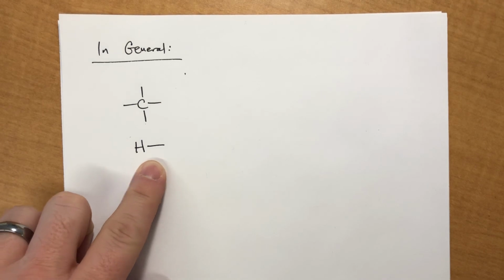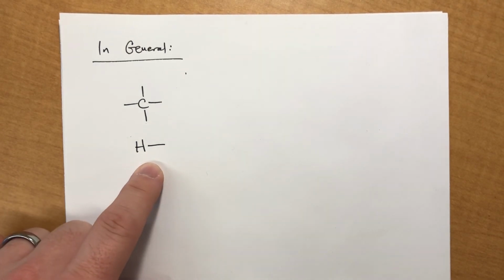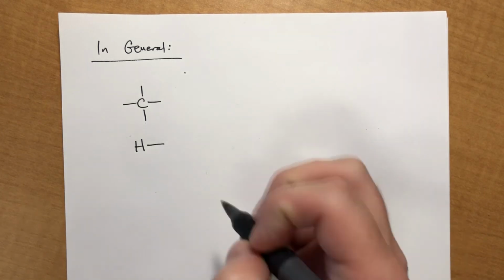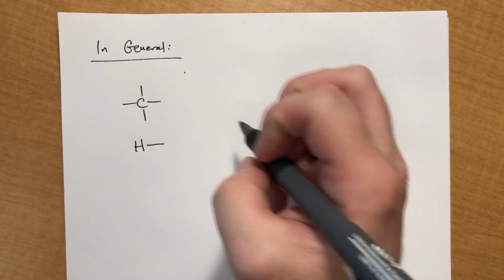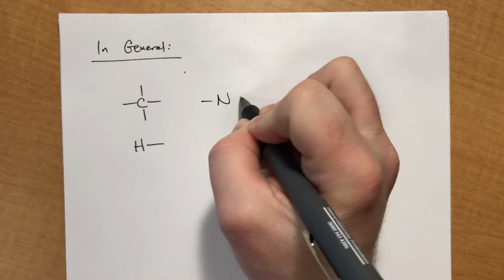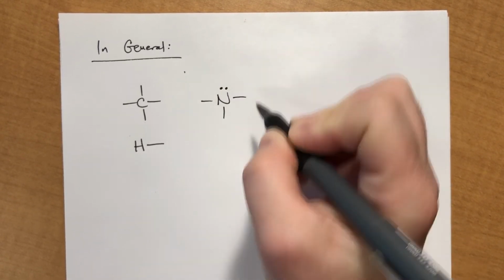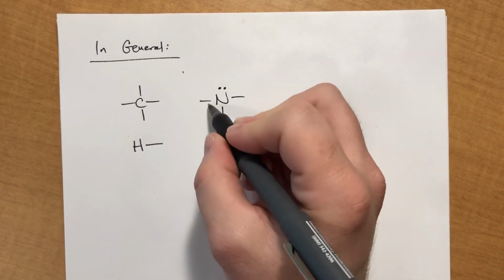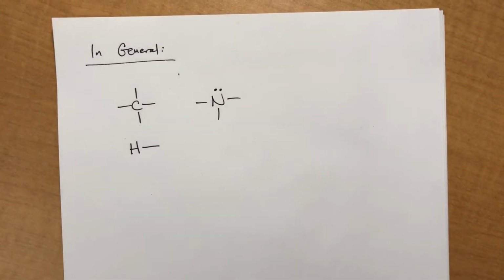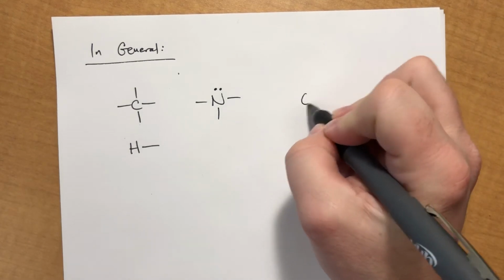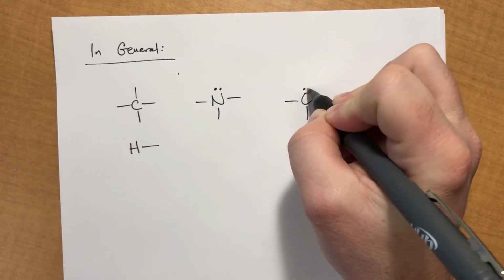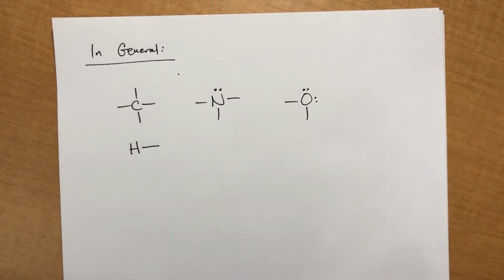In general, hydrogen, well, there are no exceptions to this: hydrogen can only form 1 bond. It will never, ever have lone pairs on it. No dots, ever. Nitrogen typically has 3 bonds and a lone pair. These can be a double bond and a single bond, or a triple bond and a lone pair, whatever, but there are 3 sticks and 2 dots. Oxygen likes to form 2 bonds and 2 lone pairs.